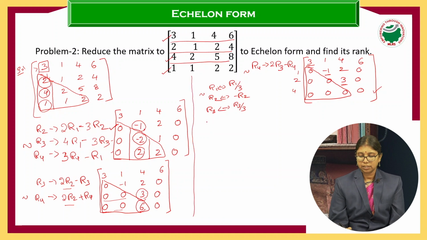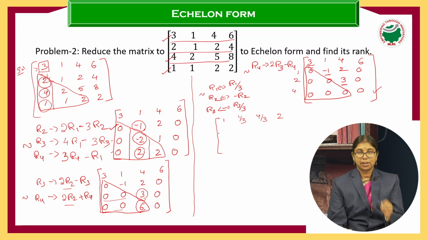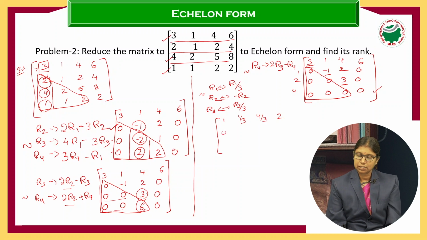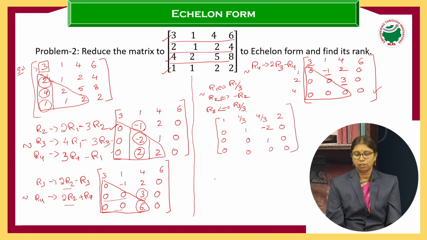So your matrix: R1 becomes R1 by 3, that is 1, 1 by 3, 4 by 3, 6 by 3 is 2. Next, multiply the second row with minus sign: 0, 1, minus 2, 0. Next, divide the third row by 3. That means here you will get 0, 0, 1, 0, and the fourth row is a zero row. So clearly it's satisfying all the conditions of echelon form.